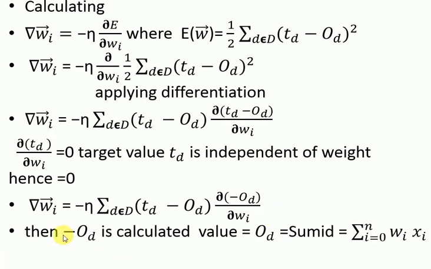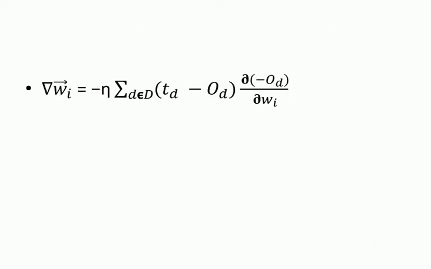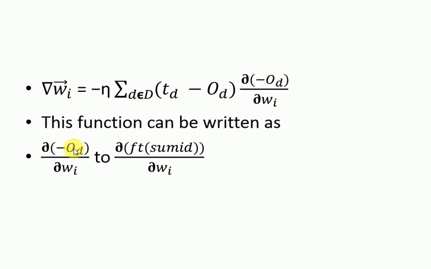So Od is the calculated value. Od is calculated, that means sigma of i equals 0 to n, W of i into X of i. Now we represent this as a sum of Id, and we replace this minus Od with the sum of Id. So there is a function that is used to do it, that is f of the sum of Id, over d of wi. So the differentiation of minus Od over differentiation of W is got by the differentiation of the sum of Id over W of i.